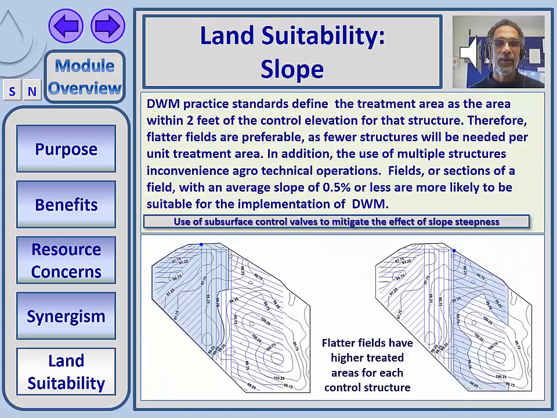Drainage water management practice standards define the treatment area as the area within 2 feet of the control elevation for that structure. Flatter fields are preferable as fewer structures will be needed per unit treatment area. In addition, the use of multiple structures inconveniences agrotechnical operations. Fields or sections of a field with an average slope of 0.5% or less are more likely to be suitable for the implementation of drainage water management.